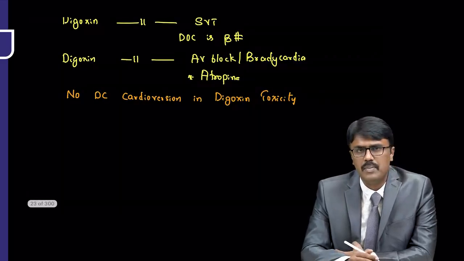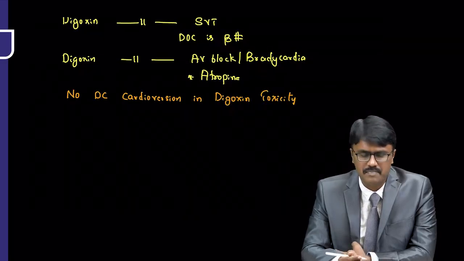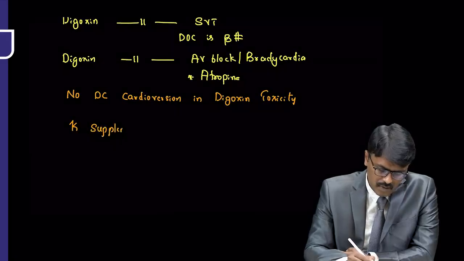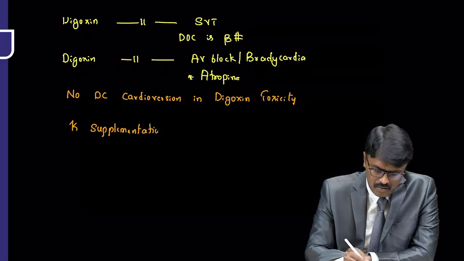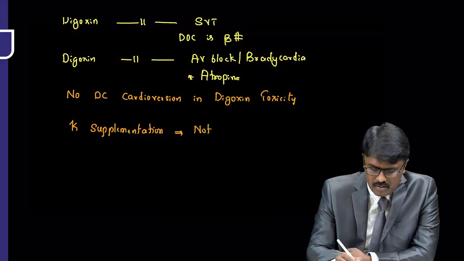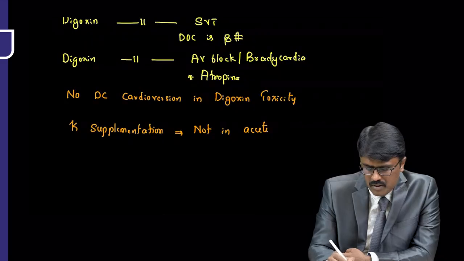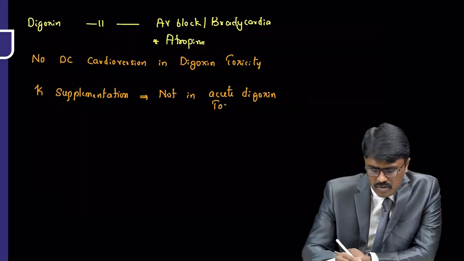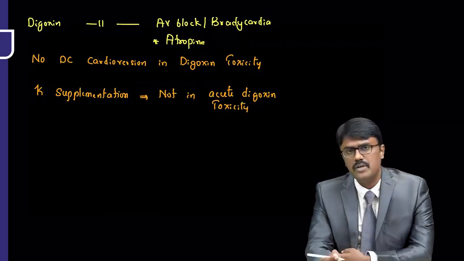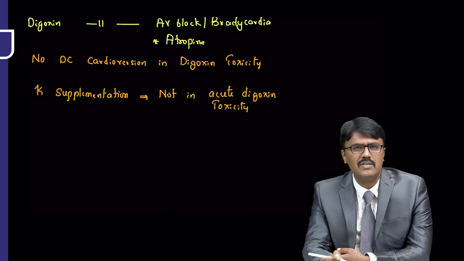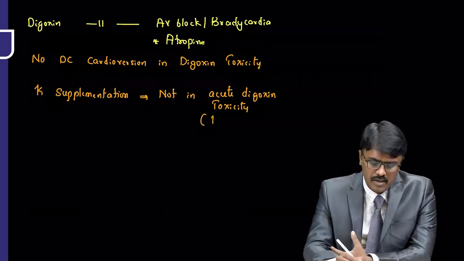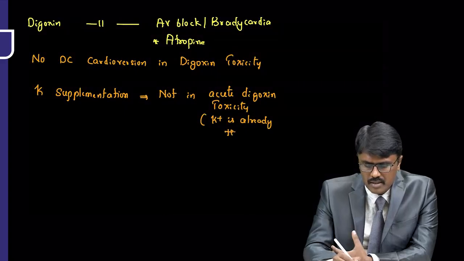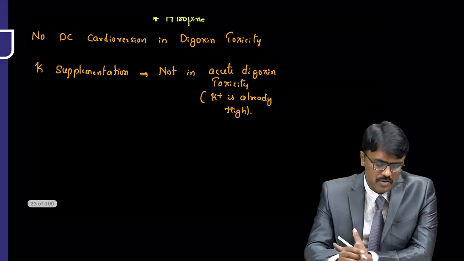And many people ask me this question, sir, when to use potassium? Potassium supplementation or infusion should not be used in acute digoxin toxicity. If there is acute digoxin toxicity, don't infuse potassium, because in acute digoxin toxicity, potassium is already high, and that can lead to dangerous hyperkalemia. So don't give it. Then when to use potassium?